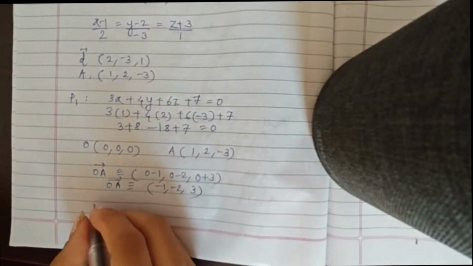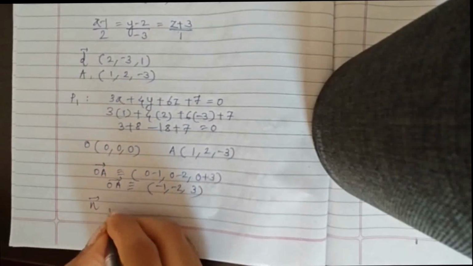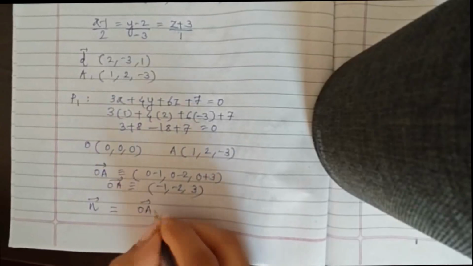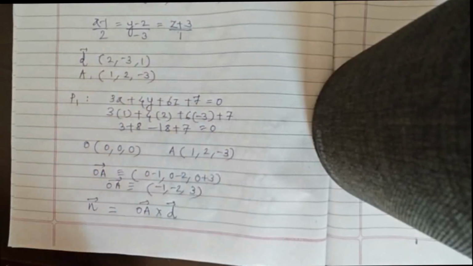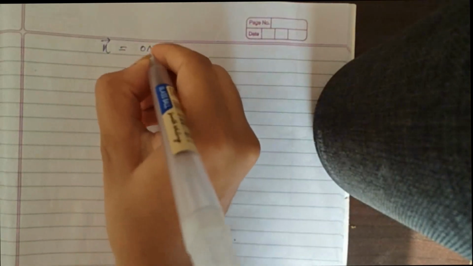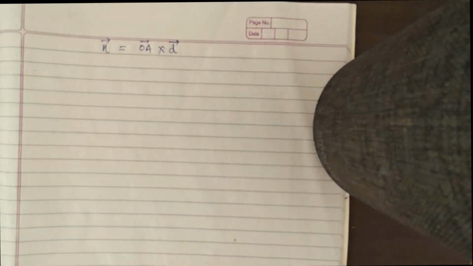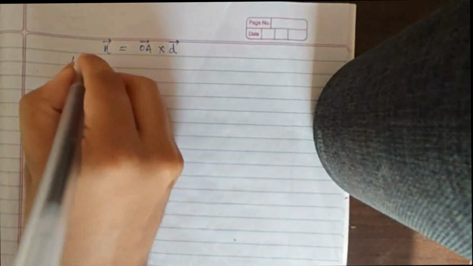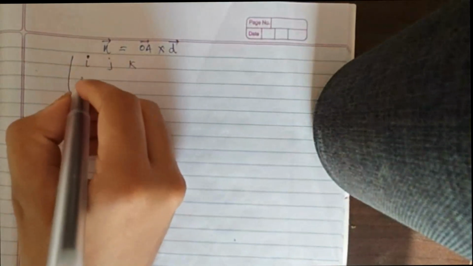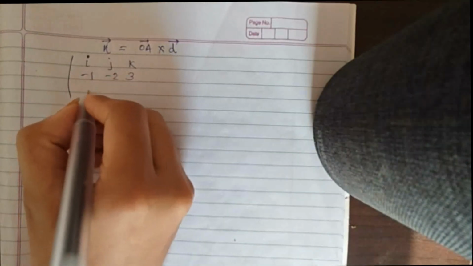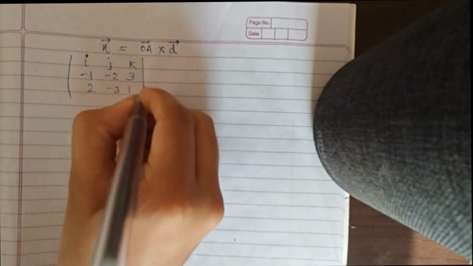Now let us find the normal vector of the plane, which is perpendicular to the OA vector and the d vector. To find the normal vector for the plane, we will do the cross product of any two vectors which lie on the plane. So we know the OA vector and the d vector. So make a determinant with i, j, k, then −1, −2, 3, and the d vector is 2, −3, 1.